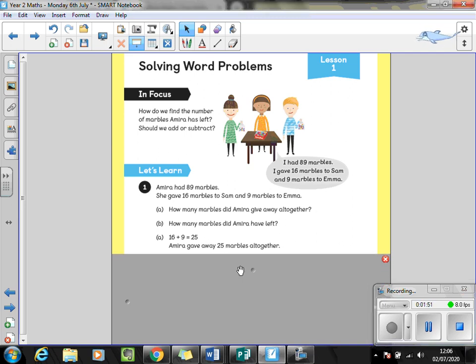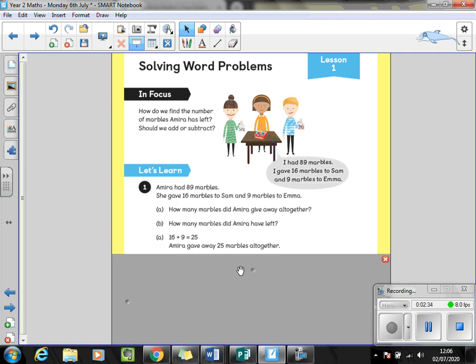Linking back to the story, we know Sam received 16 marbles and Emma received 9 marbles. So altogether, Amira gave away 25 marbles. Now, you may have added those two numbers together in very different ways. Thinking about your knowledge of number bonds, the most efficient way to add those numbers together would be to start with 16, knowing that you need 4 more to make 20, take 4 away from the 9, leaving you with 5. So your new calculation would be 20 add 5, therefore 20 add 5 is 25.